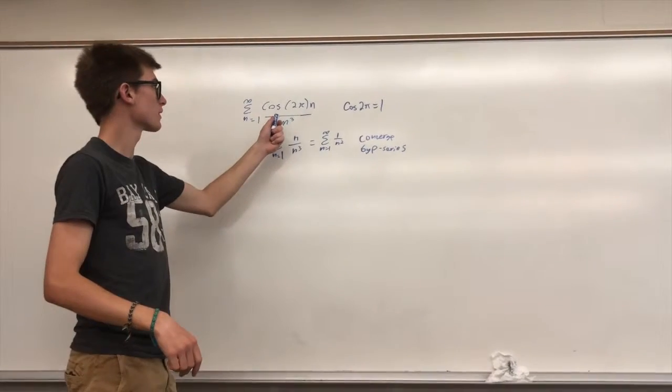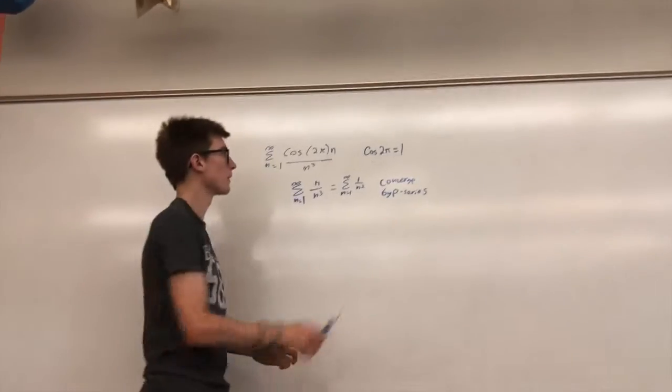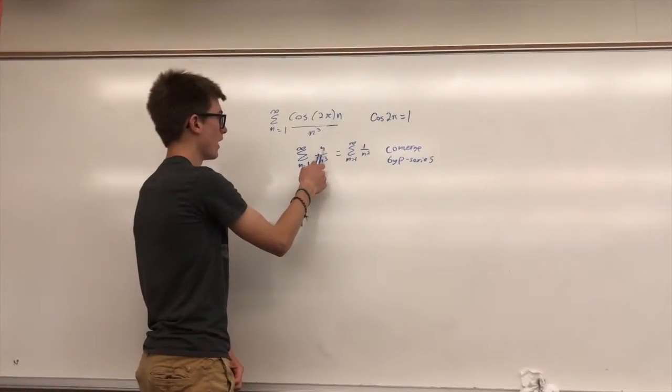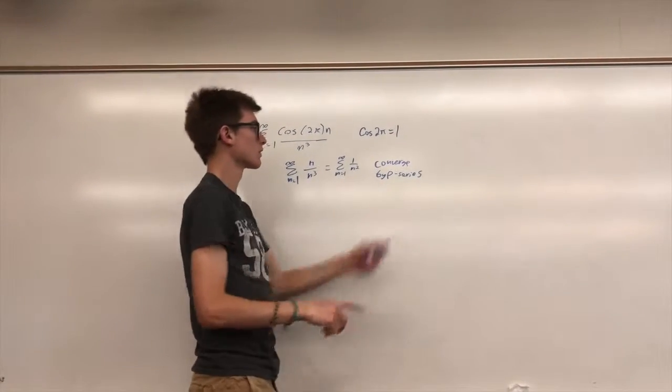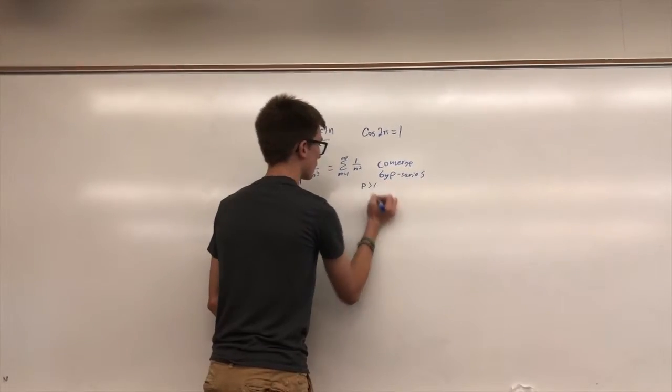We have this series, basically cosine of 2 pi times n over n cubed. So basically cosine of 2 pi equals 1. So then you're just going to have n over n cubed, and so that's going to cancel into 1 over n squared, which is going to converge by the p-series because p is greater than 1.